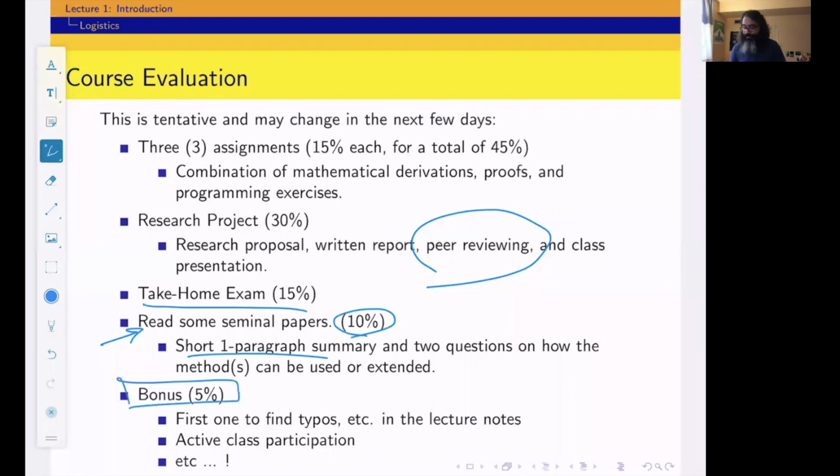Then I was thinking of some bonus points. This is again tentative, but I'm writing some lecture notes for this course. It would be a kind of mini textbook. My idea is that if you find an error or a typo in it, the first person who tells me about that gets a bonus, say 1% or something like that. Active class participation, I don't know how to evaluate it, but that's a good idea. So maybe it is not part of the bonus points, maybe it is. But active class participation is a good idea anyway.